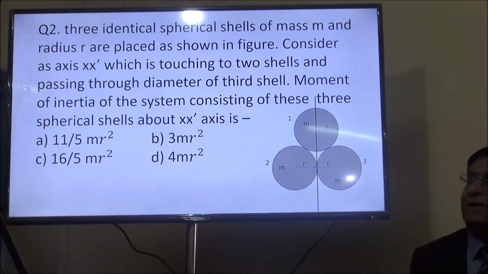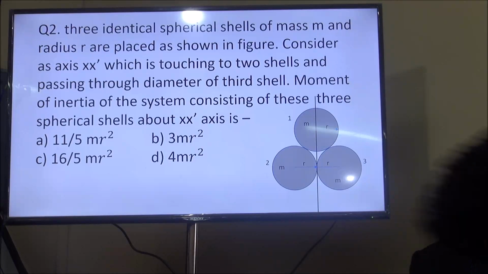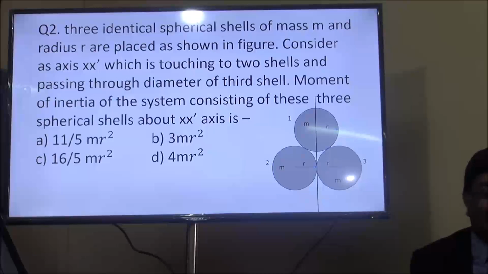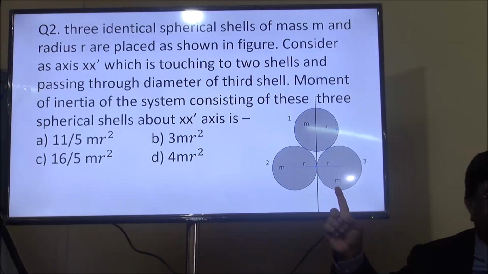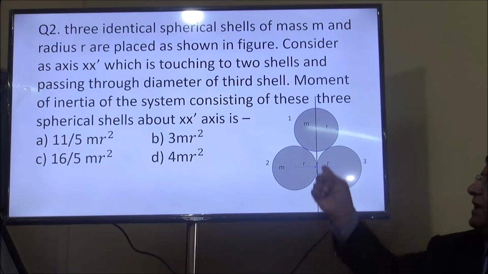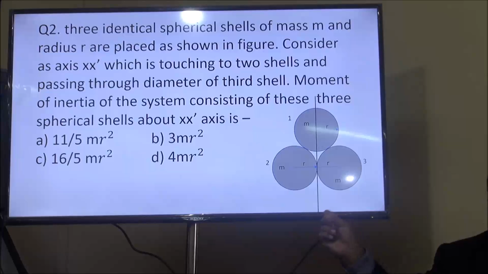Yes, we start again. We have this numerical here. It says 3 identical spherical shells of mass m and radius r are placed as shown in this diagram. Consider as axis xx dash, which is touching 2 shells and passing through the diameter of the third shell. So this is the axis.